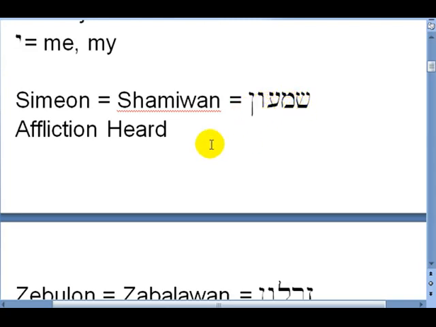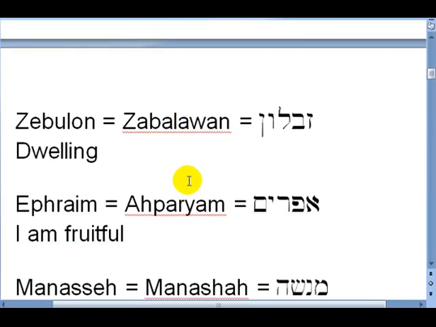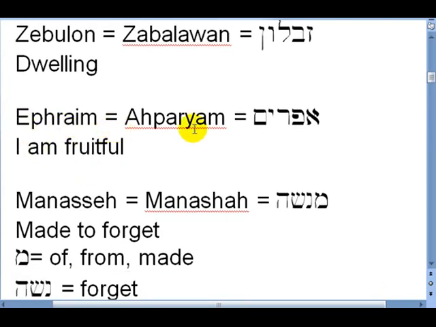Alright, so the next one is Simeon, Shemai one. Shemai one, Simeon, is affliction heard. Alright, that's how you say Shemai one or Simeon, which is affliction heard. Alright, the next one is Zebulon, Zabala one. Zabala one is dwelling. Alright, Ephraim, Aparium, Par Yum, I am fruitful.